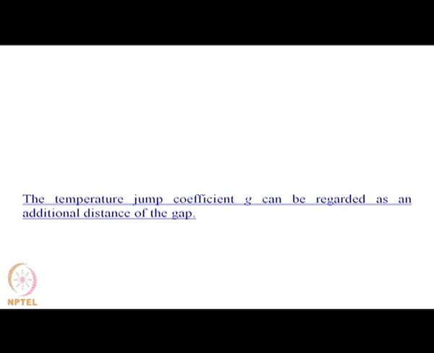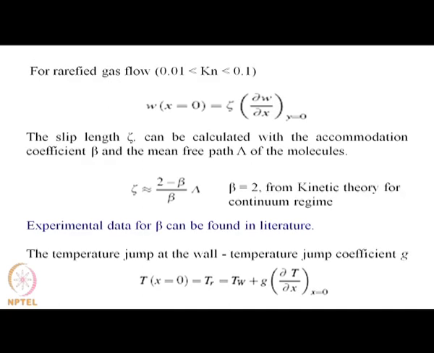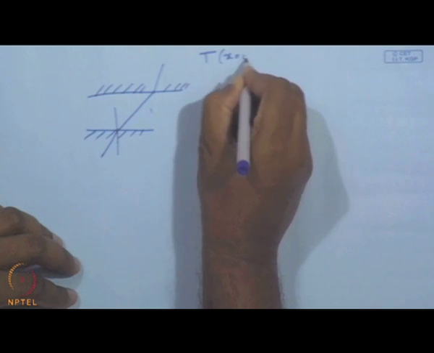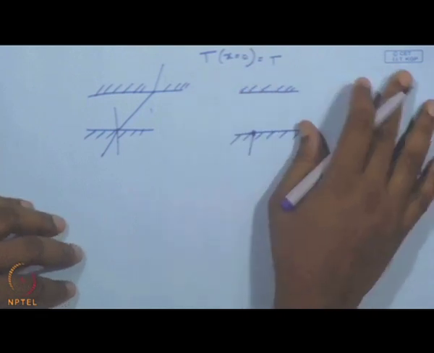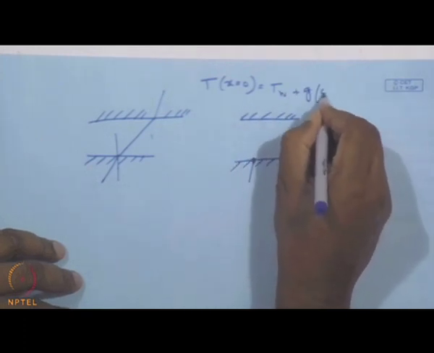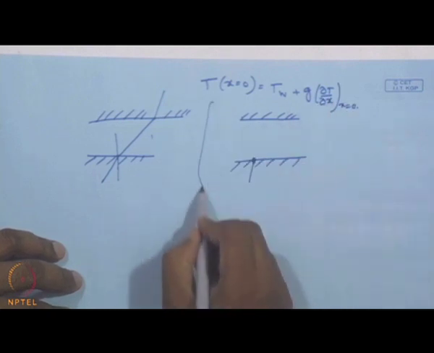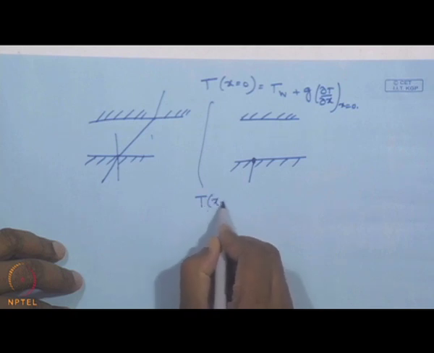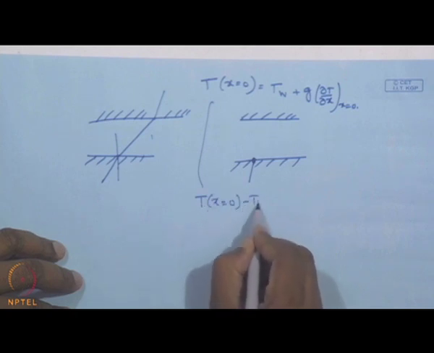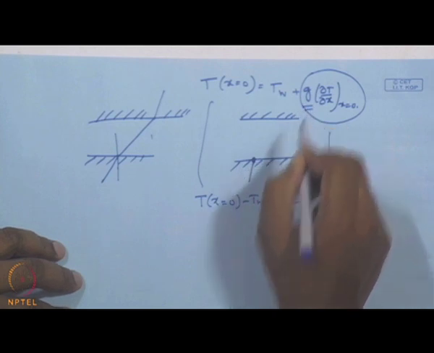Now, this temperature jump coefficient G, as we have mentioned, can be regarded as an additional distance of the gap. So, if we write the equation for the temperature at the wall, T at x equal to 0 is equal to T of the wall plus G times del T by del x at x equal to 0. So, of course, this temperature jump is T at x equals 0 minus Tw, which would be equal to this term where G is the coefficient.